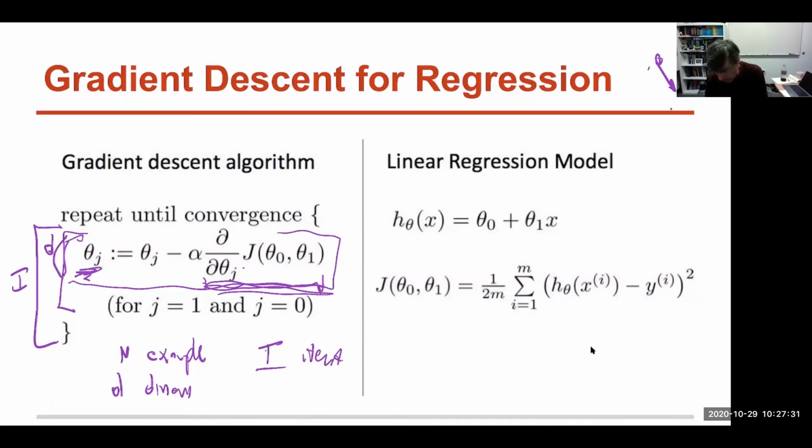Anybody have an idea? This is what the error function is. If we take the derivative of this, what is the time it should take to evaluate this derivative?